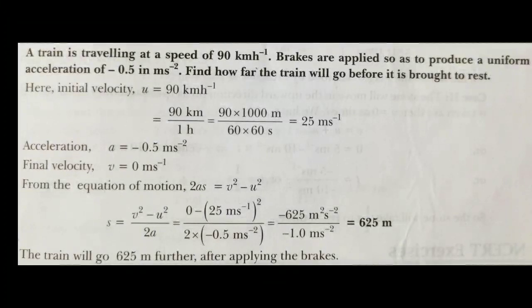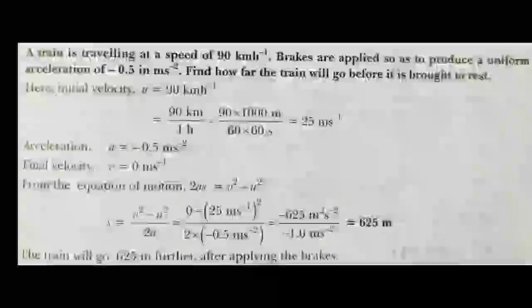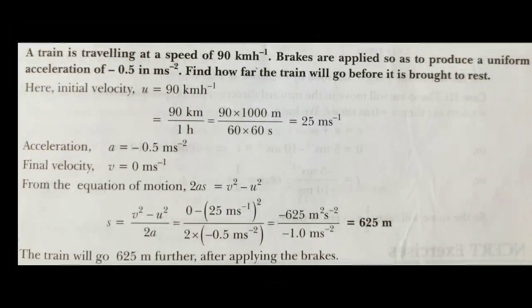So we will write the things: u is 90, acceleration is minus 0.5, v is equal to 0 and s is equal to question mark. Second step, we will check the units. As initial velocity is given in kilometer per hour and acceleration is in meter per second square, we will convert initial velocity into meter per second by multiplying it with 5 by 18, or we can write this as 1000 divided by 60 into 60. So we will get 25 meter per second.